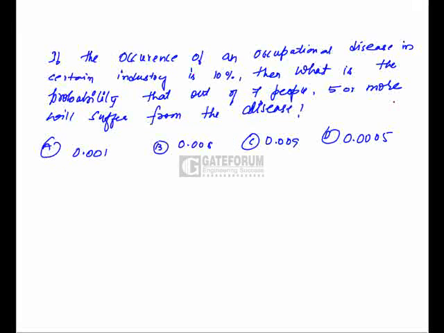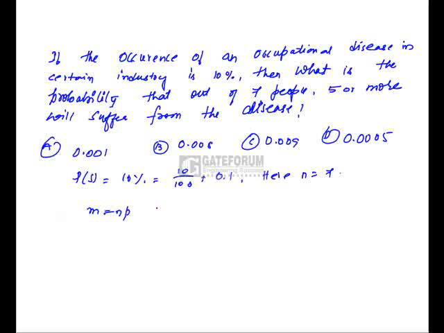Now it is given that the occurrence of an occupational disease in a certain industry is 10%. Then we have to find the probability that out of 7 people, 5 or more will suffer from this disease. Now, probability of suffering disease, let us say P of S, is 10%, which is nothing but 10 by 100, so we can write it as 0.1. Whereas we are talking about n people, 7 people, so here n is equal to 7. The reason is we will use Poisson distribution for solving this. And also we know that mean is nothing but np, which is 7 into 0.1, which is 0.7. n is the total number and p is the probability.